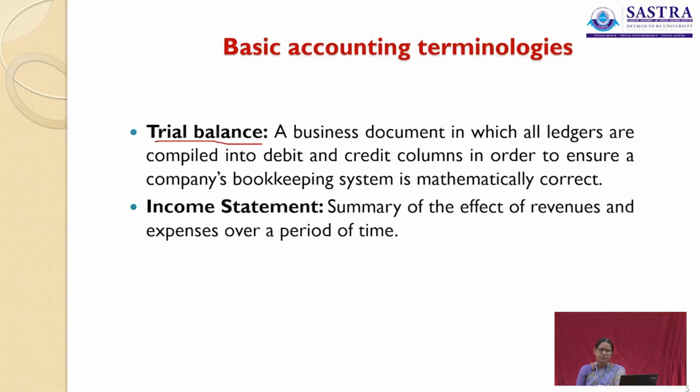Trial balance. This trial balance is prepared mainly to check the arithmetical accuracy of your business books of accounts. It's a business document in which all ledgers are compiled into debit and credit columns in order to ensure a company's bookkeeping system is mathematically correct. So this trial balance is mainly prepared to know whether the ledgers are correctly balanced or not. If the trial balance is not tallying, we can find that certain items have been left out, or there may be some corrections to be made in the principle itself.